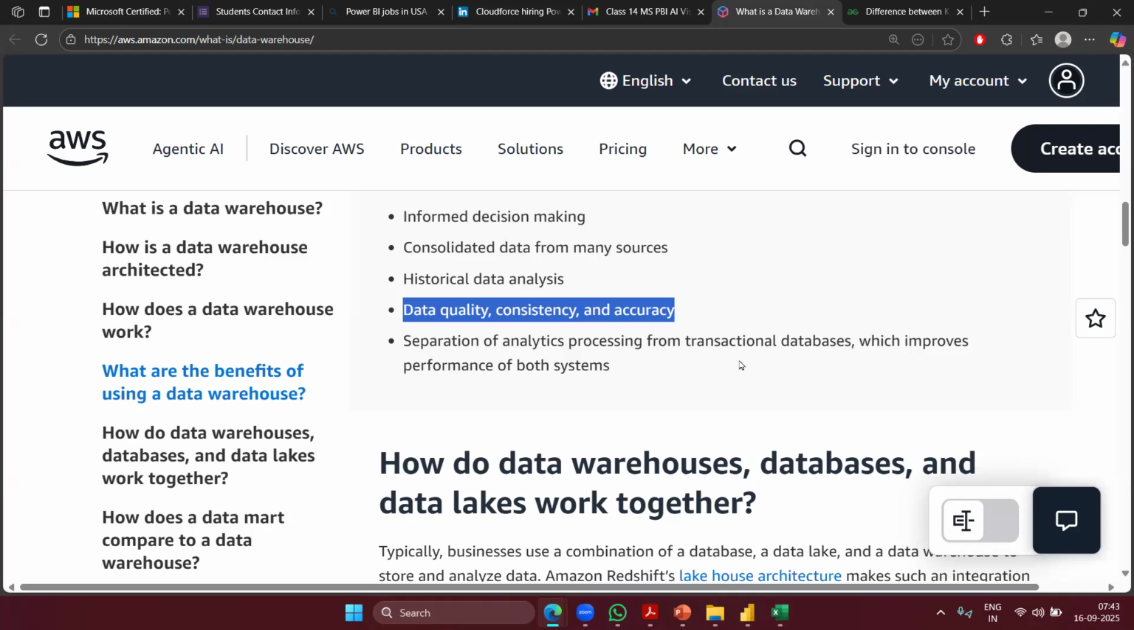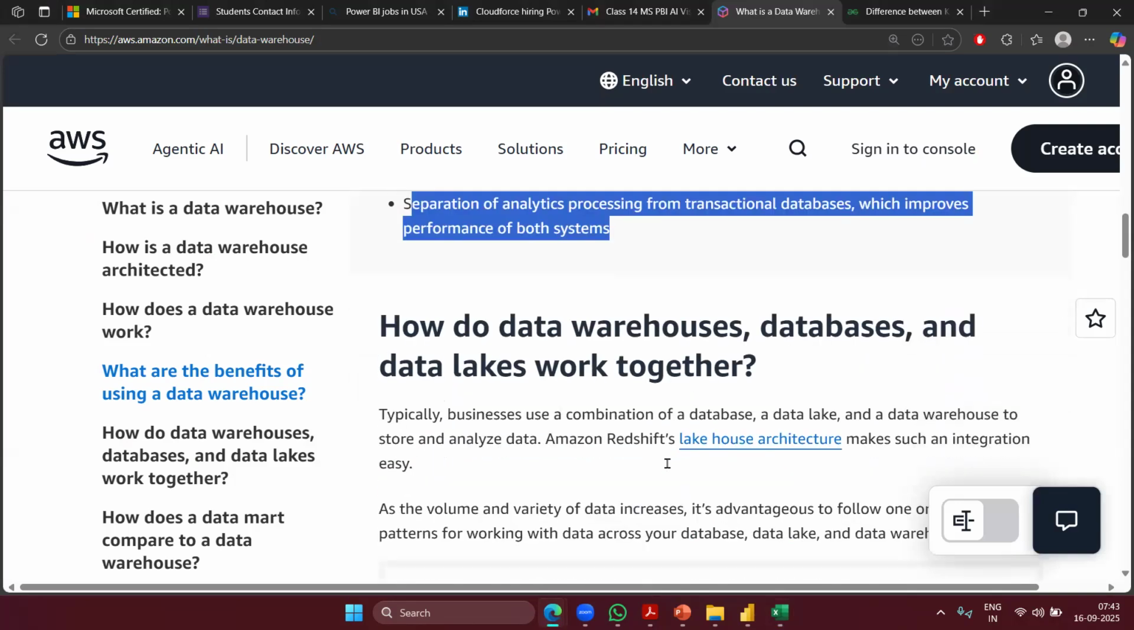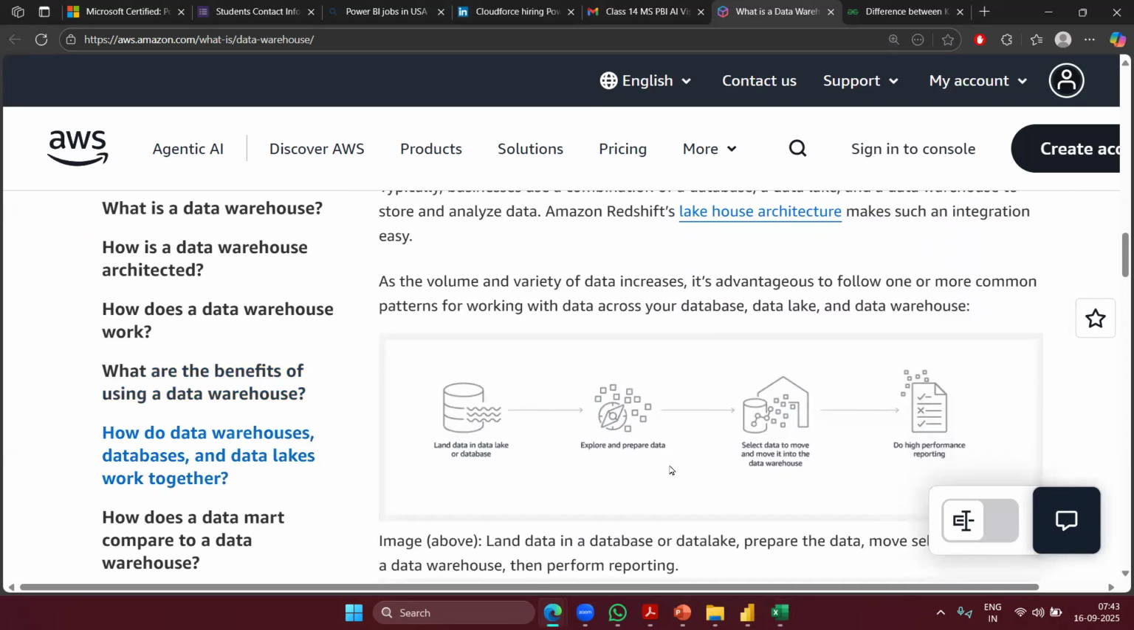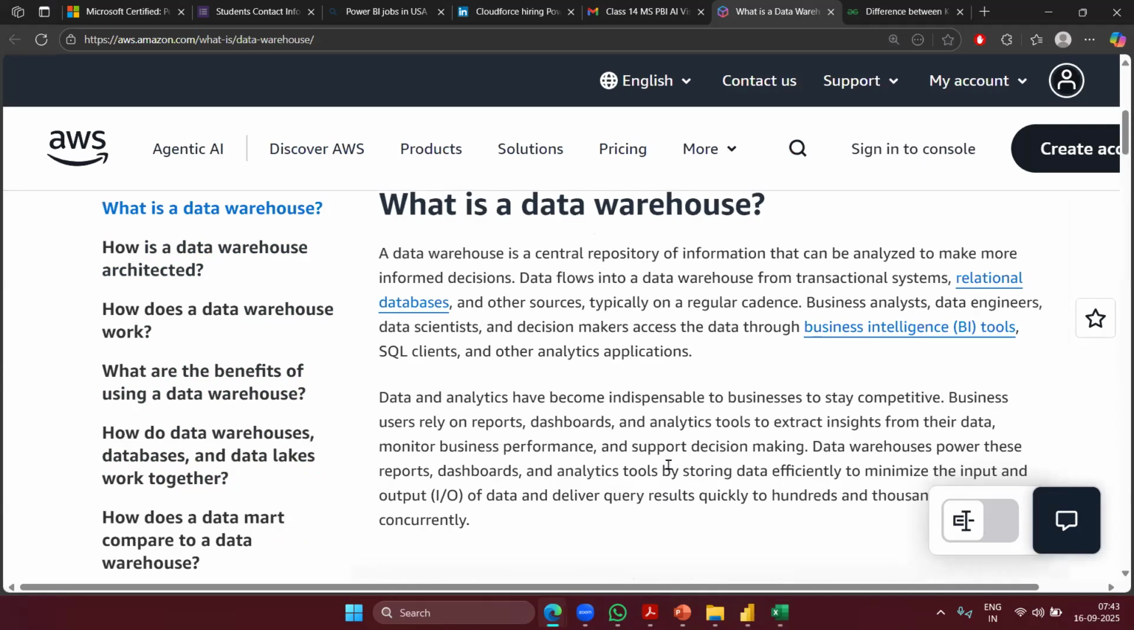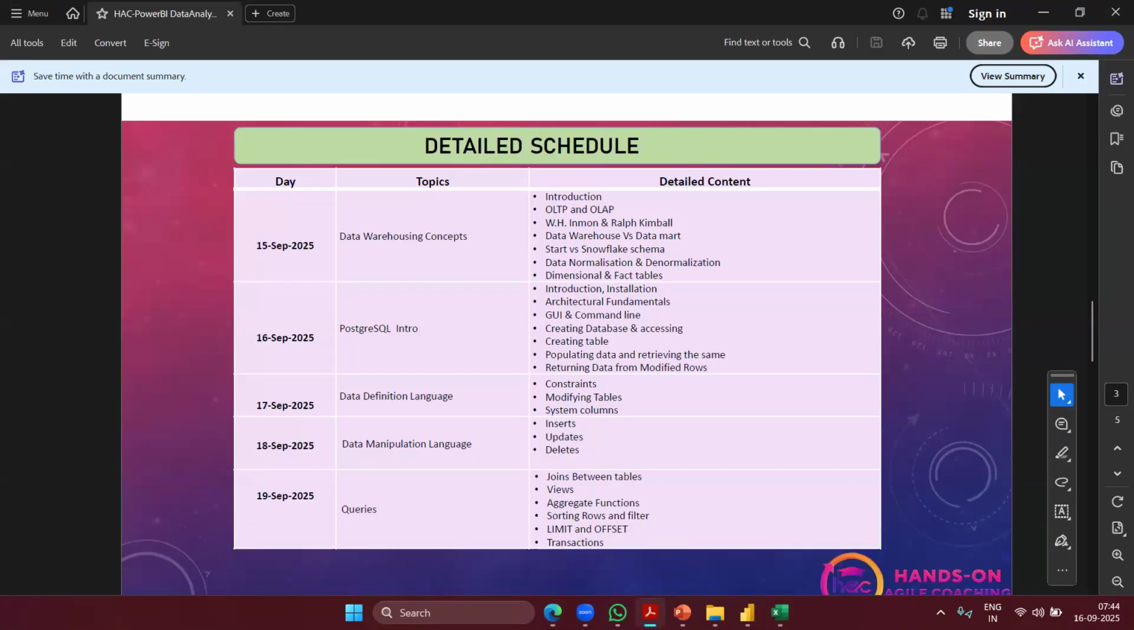Separation of the analytical process from the transactional database, which improves the performance of both systems. We are separating it so that the operational systems work with their full capacity, and similarly the analytical systems work on their own dedicated capacity. So is the basic concept of data warehousing clear? What is the purpose of data warehousing and why are we doing all these things? Any questions or queries before we go to the next topic?